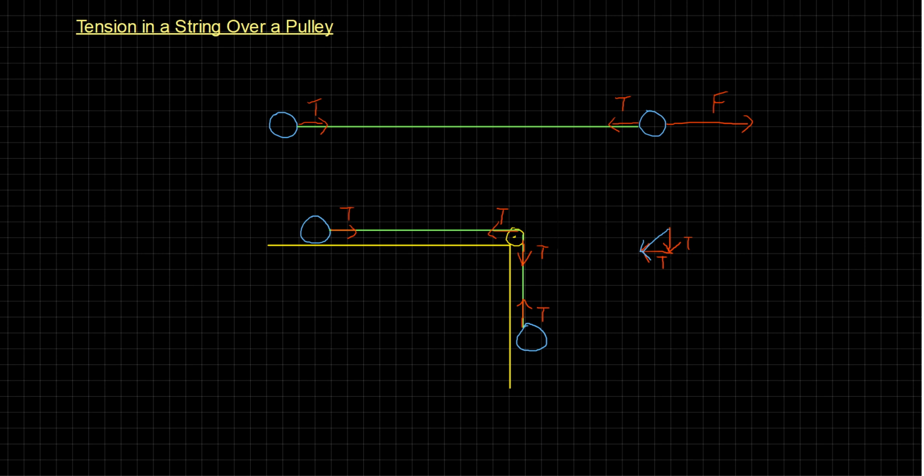Okay, but the key takeaway is this: tension acts sort of inwards on the ends of the string, and at the pulley you've got the tension acting away from the pulley. And all of these 4 tension values are exactly the same.